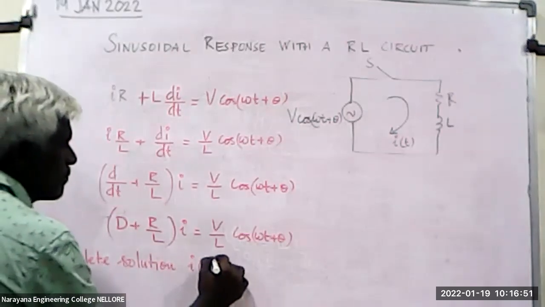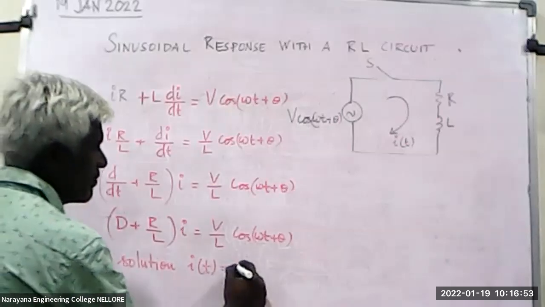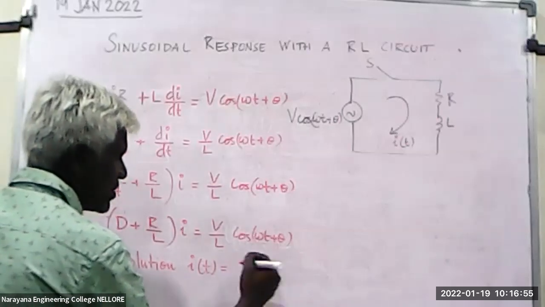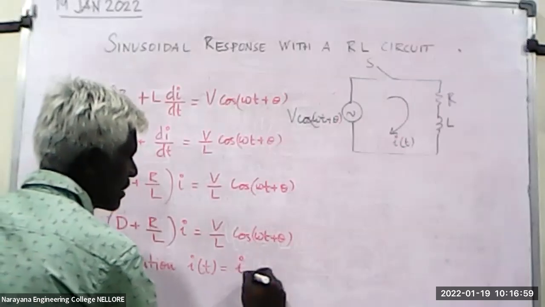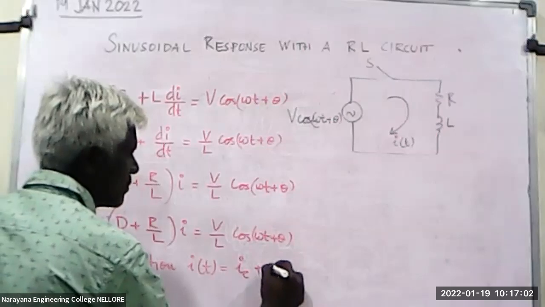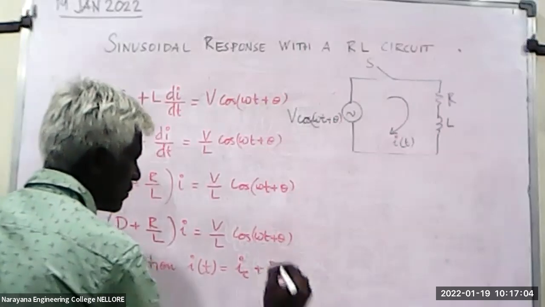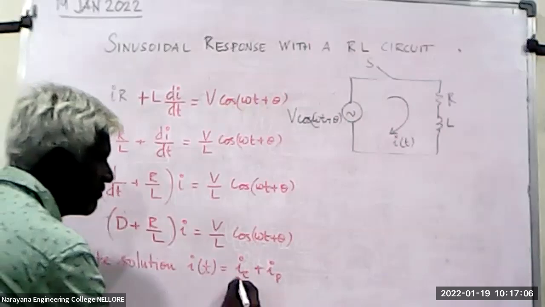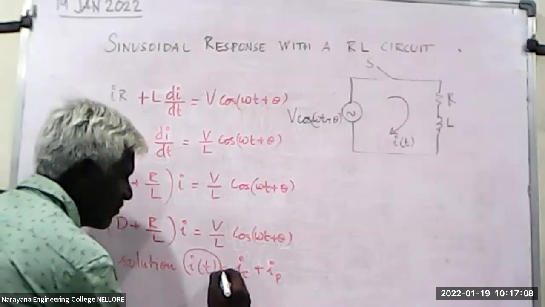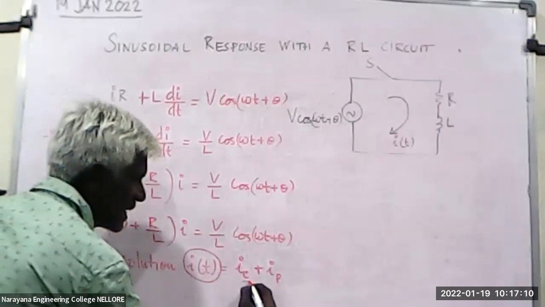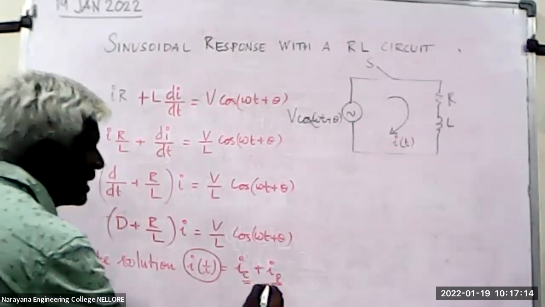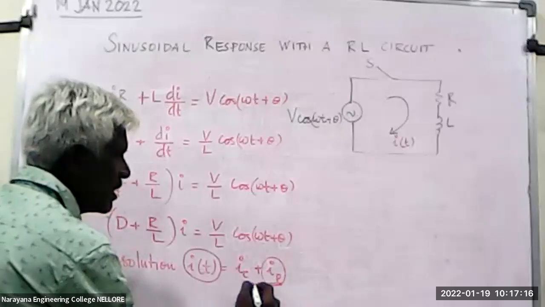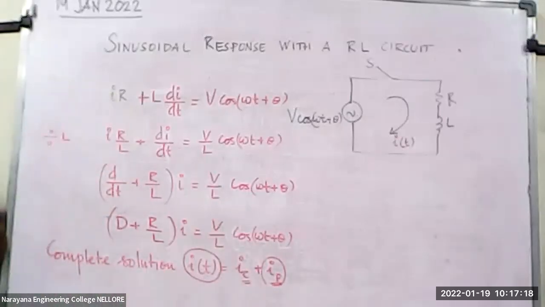i(t) will take the transient part and the steady state part. Transient part we call the complementary function, and the steady state part we call the particular integral. So i(t) will have a transient part plus a steady state part. So now let us first find the steady state part, then we will move on to the transient part.